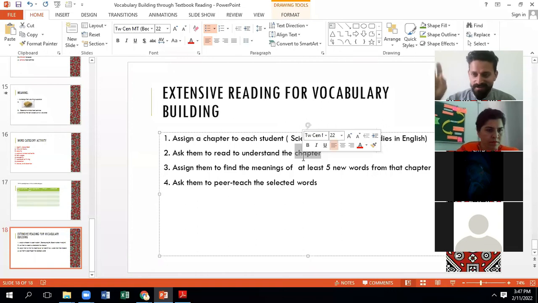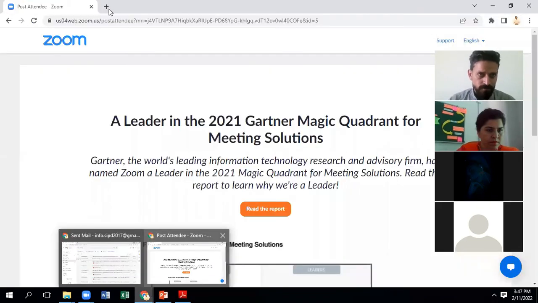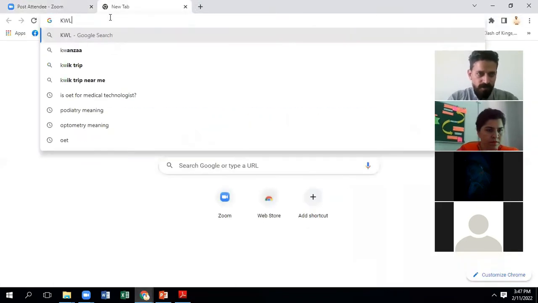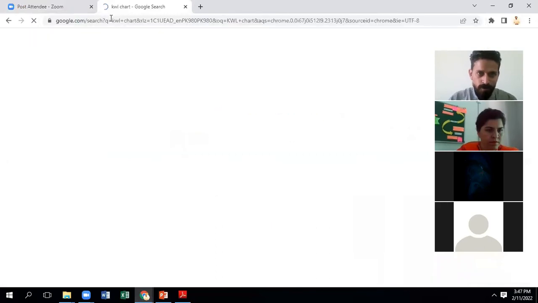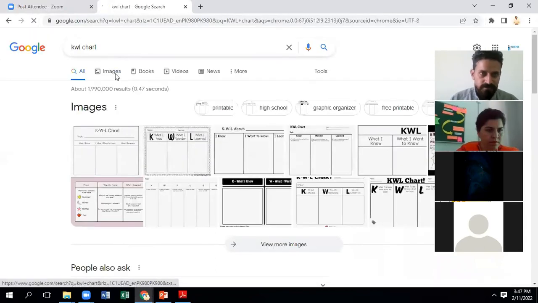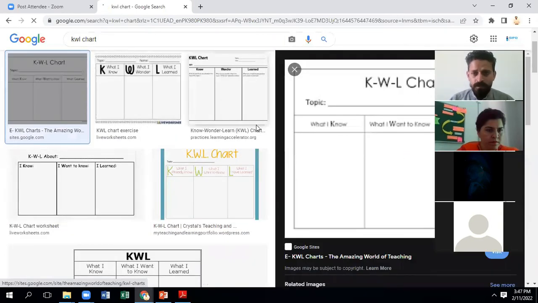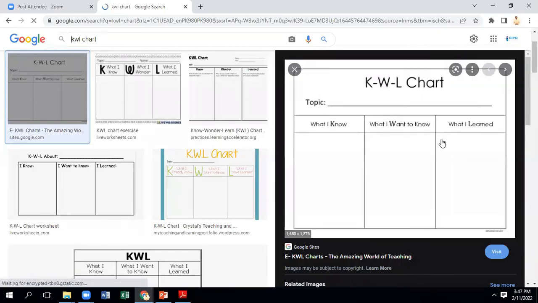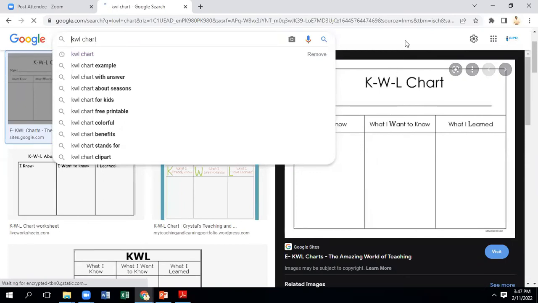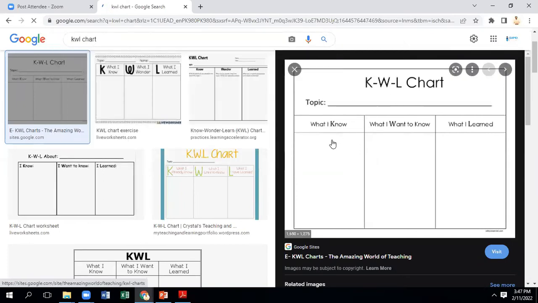I really like that chart, the KWL chart. Follow that KWL chart, which I can show you on the internet as well. It's available on the internet too. Those who don't know about it, you can find it by just writing KWL, okay? So this is the KWL chart. What I know, what I want to know, and what I have learned, okay? And the topic can be written here. Ask them to do this task, okay?